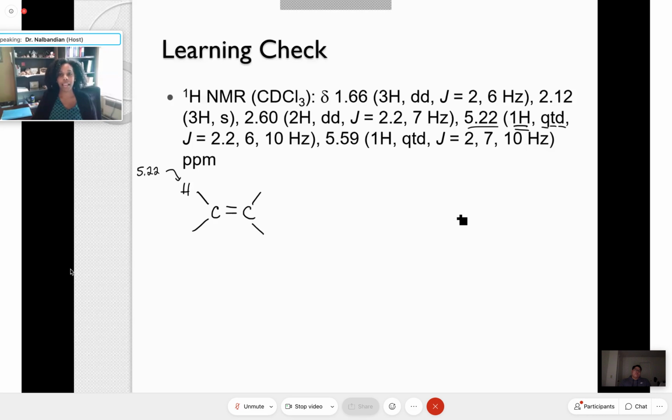So what does that mean? It means on one side it has 3 hydrogen neighbors, somewhere else it has 2 hydrogen neighbors, and somewhere else it has 1 hydrogen neighbor. All 3 of those neighbors give it a different J value. So let's look at these J values to figure out what has to be where. So we have 2.2, 6, and 10 hertz.